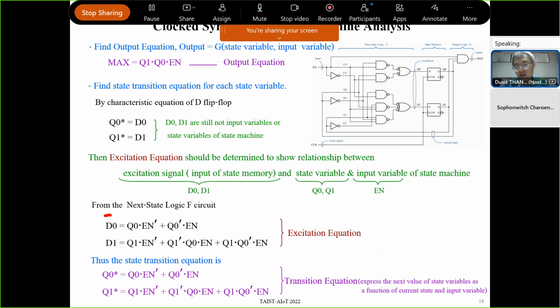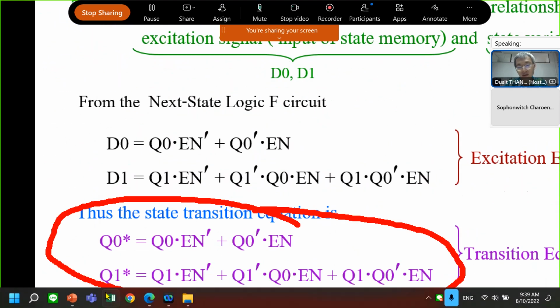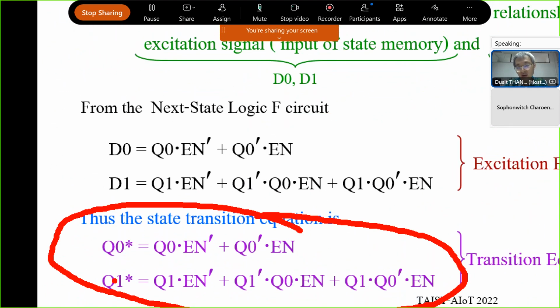And if you substitute the value of D into this equation, you get that Q star equals something about Q0, EN, or Q1. And this is called the state transition equation, because this equation shows you, when the clock ticks, what is the new value of the state.